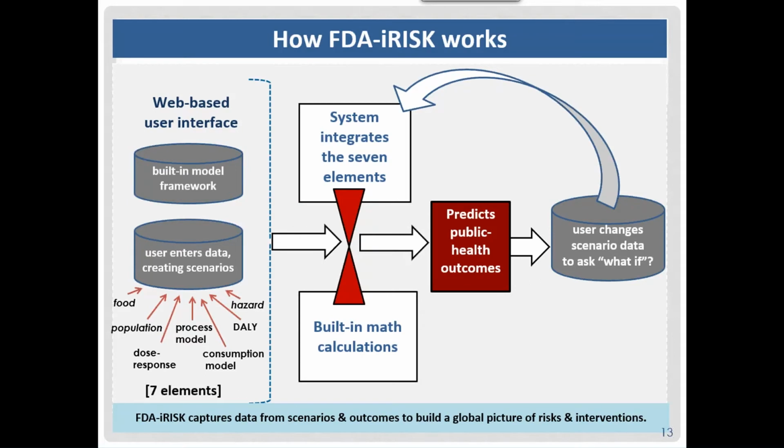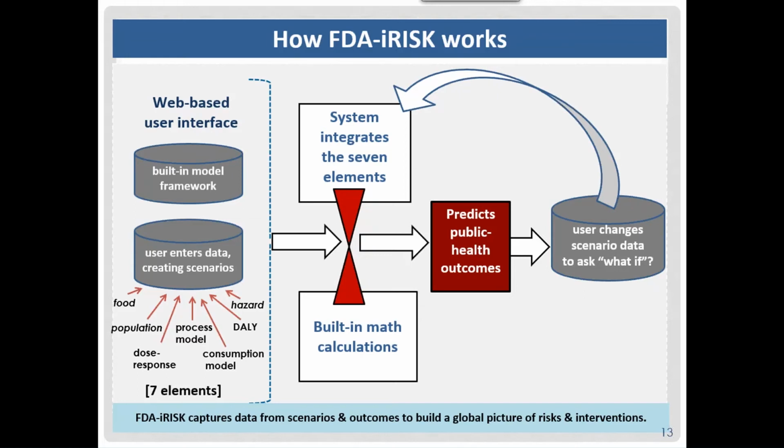FDA-iRISK is a dedicated food safety modeling tool that enables users to create food hazard scenarios to represent risk, to predict risk, and changes in risk. This is a broad cartoon view of how it works. There are 3 parts: the user's role, what FDA-iRISK does with data, and what happens afterwards. On the left, the schematic shows that the user is required to enter data for 7 elements to reflect a food hazard risk scenario using the model framework and templates in FDA-iRISK. The middle shows that the system then automatically integrates the data and predicts public health outcomes.